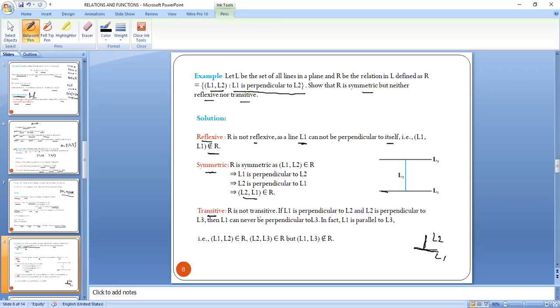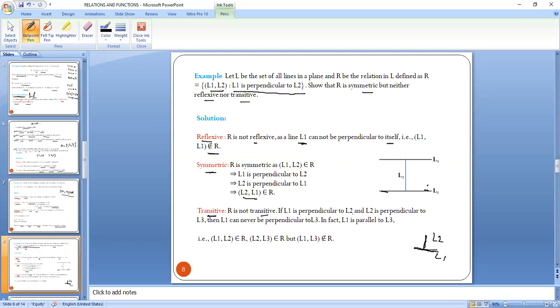Now we check transitivity. R is not transitive. Why? We take a line L1 perpendicular to L2. Then draw a line L3 which is perpendicular to L2. You will find that the lines L1 and L3 are parallel, not perpendicular. L1 is perpendicular to L2 and L2 is perpendicular to L3, then L1 and L3 will be parallel lines. So R is not transitive.